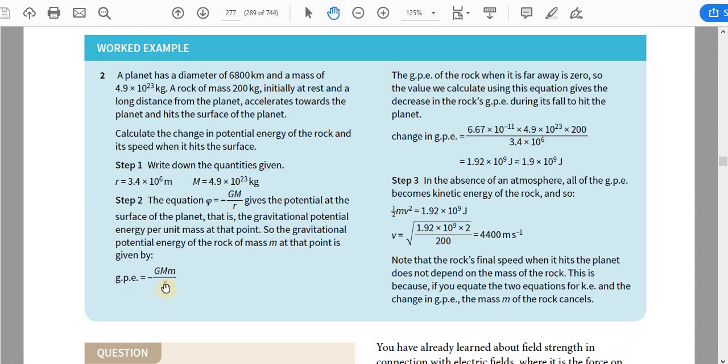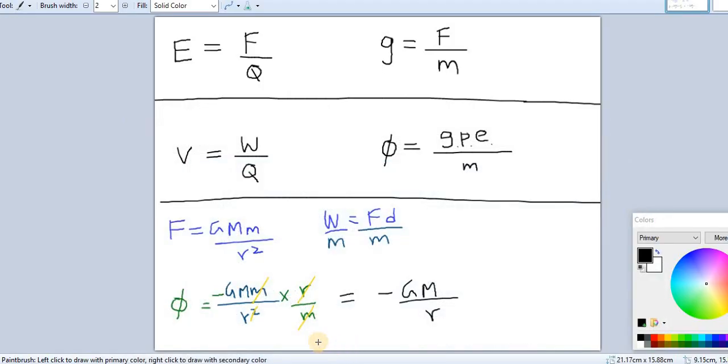Now how come we get this equation? Again, if you go back to my derivation, the first thing is to find the work done. Work done is force times distance moved in the direction of the force. So we already have the force here, and I multiply it by r, the distance. So that's what I have here. I multiply by r, and then I get minus GMm over r.